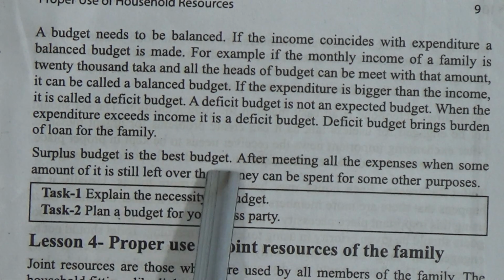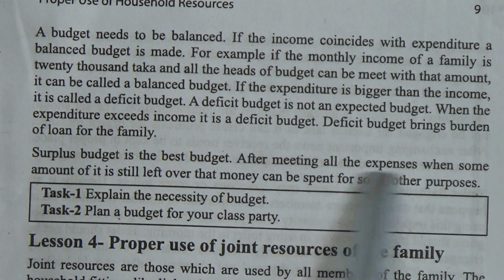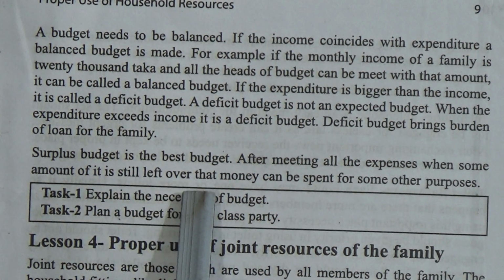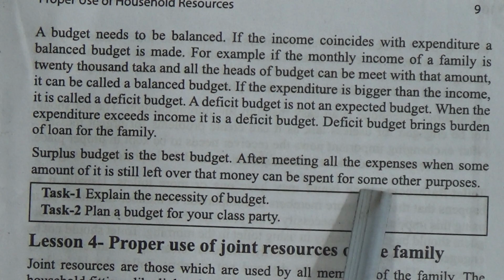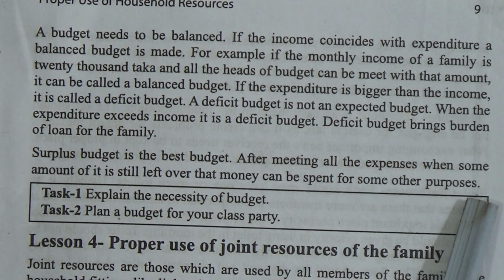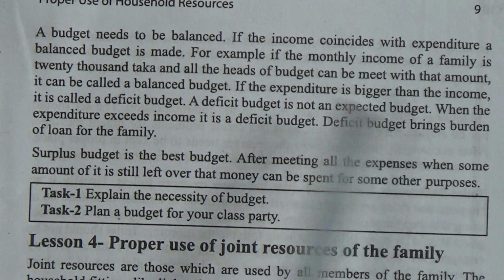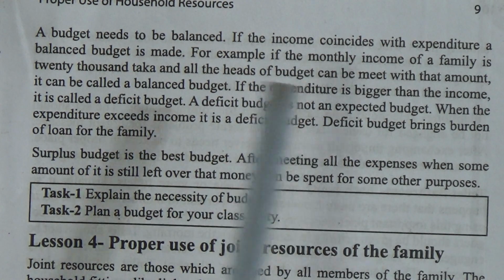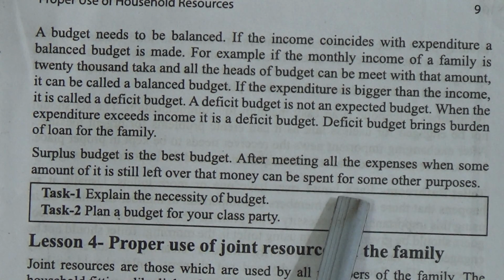Surplus budget is the best budget. After meeting all the expenses, when some amount is still left over, money can be spent for other purposes. So among these budgets, the surplus budget is the best budget for a family, because after doing expenses, we can save some money from this budget.